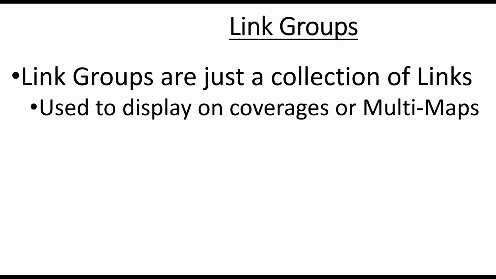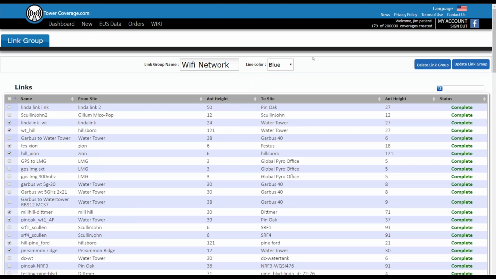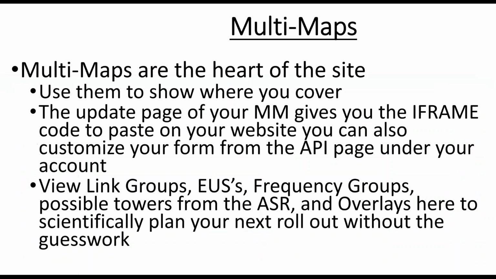So next we have our link groups. Now this is just a collection of links, very simple, but it's used to display coverages on multi-maps very easily. To create a new link group, you're going to hit New in Link Group, and then once you give it a name, you're going to specify a line color, and then you're going to select any of the links that you wish to have inside that link group. So here we go, we added a Wi-Fi network, we added line color blue, and we selected several links. We'll show you that here in a little bit.